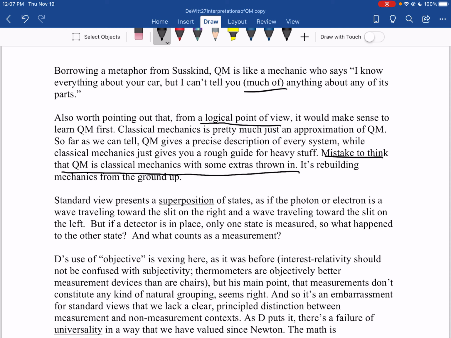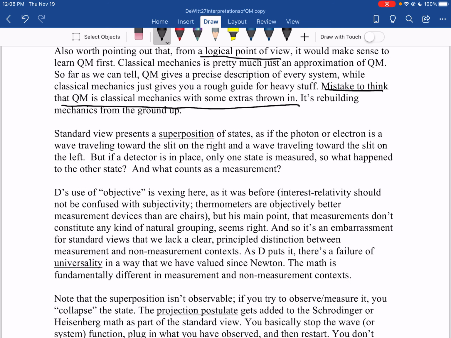But if you put a detector in place and turn it on, you only measure activity at one of the 2 slits. So if there was a superposition, which is to say, activity or stuff at both the slit on the right and at the left, how is it that instantaneously it disappeared from one place? So what happened to the other energy or stuff, and what is it about the measurement that produces that? Those are the questions that standard or Copenhagen views invite.